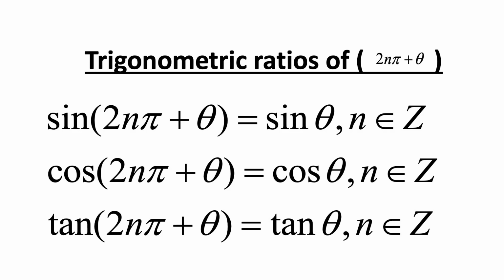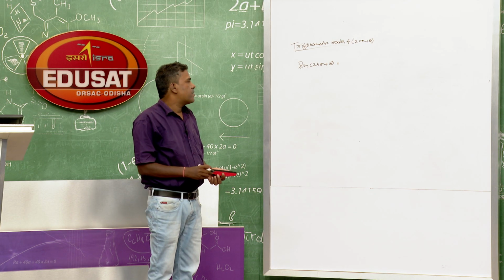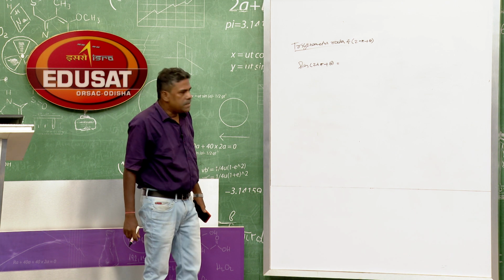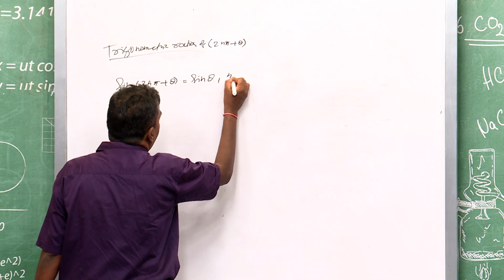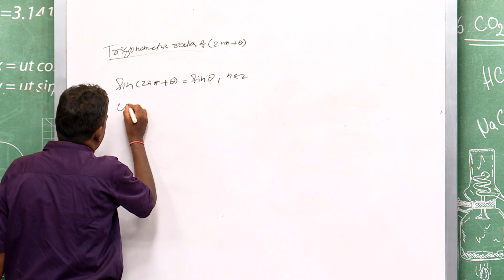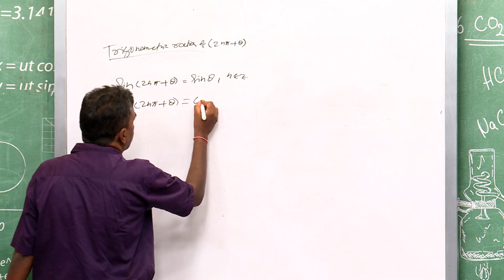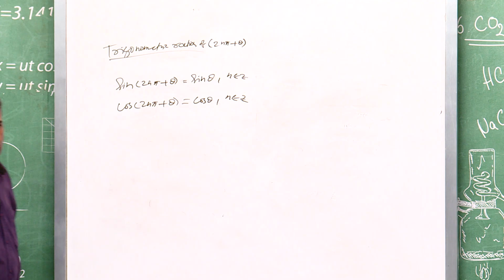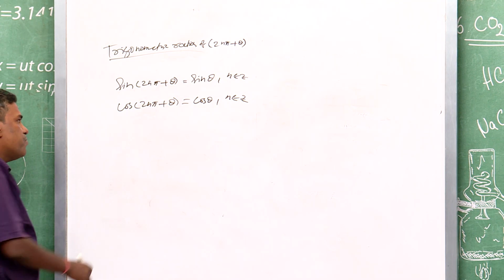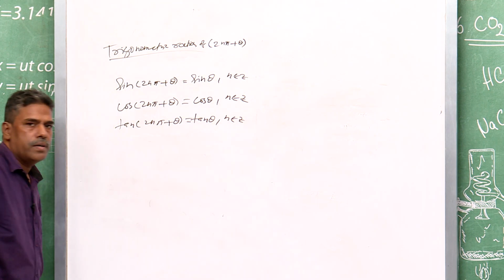So, then trigonometric ratios of 2n pi plus theta. Sin(2n pi plus theta) is equal to sin theta, n belongs to Z. Similarly, cos(2n pi plus theta) is equal to cos theta, n belongs to Z. Tan(2n pi plus theta) is equal to tan theta, n belongs to Z.